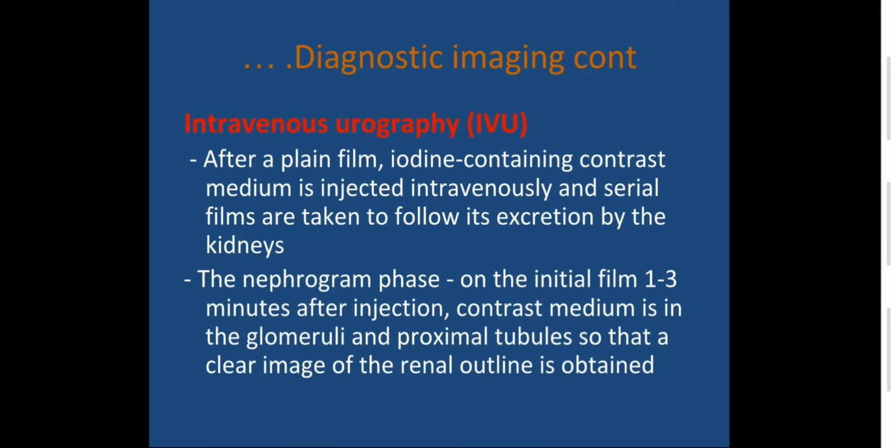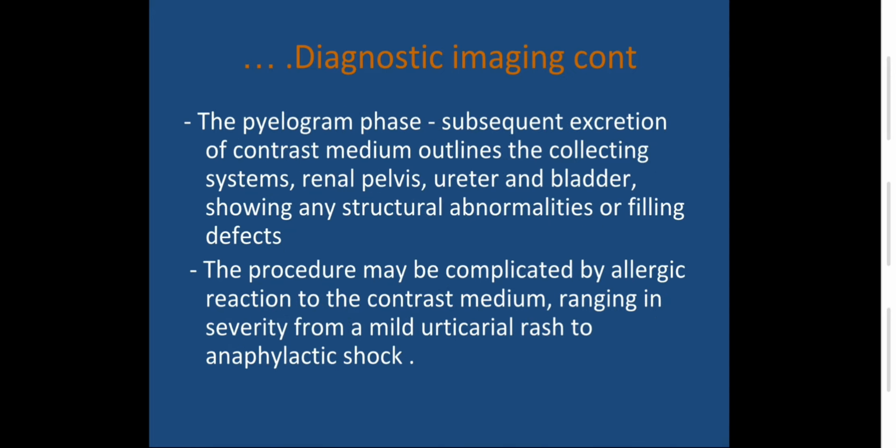post-voiding phase. In the nephrographic phase, during the initial 1 to 3 minutes after injection of contrast media, the contrast will be taken by the renal glomerulus and proximal tubule and will appear as an opaque shadow involving the parenchyma of the kidney, useful for detection of any soft tissue masses within the renal parenchyma.